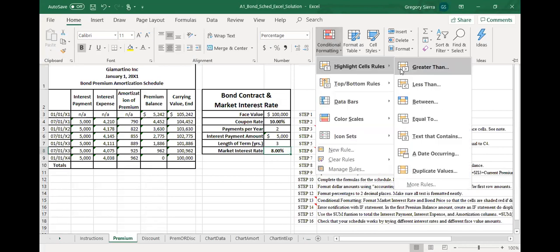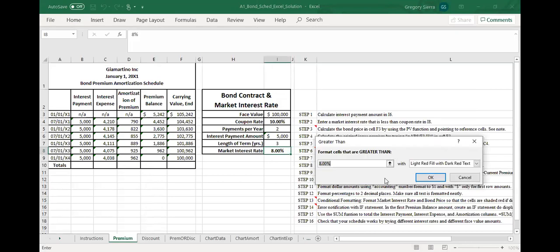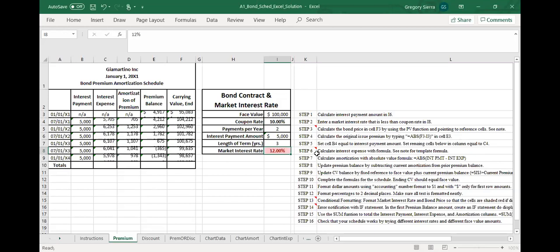So if the market interest rate is greater than 10%, then it will be a discount bond, and we don't want that. So format cells that are greater than this cell, so whatever rate we choose for the coupon rate. Okay, so now what happens, watch, 12%, oh, that's bad. That means it's not working. So 8%, and then I'm going to conditional format the market interest rate, bond price.